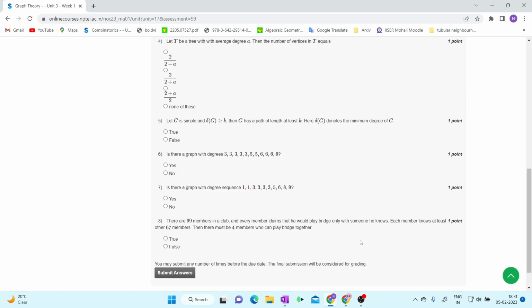Since each member knows at least 67 other members, this gives you a degree for each vertex. To convert it into a graph theory problem, your vertices are members, and if two members know each other, there is an edge connecting them. Now you have to show that there must be four members who can play bridge together. So basically you have a subgraph of four vertices in which every vertex is connected to each other. You have to show that.